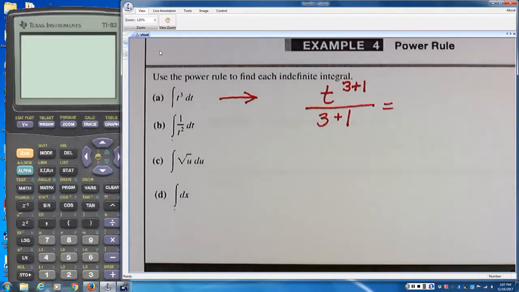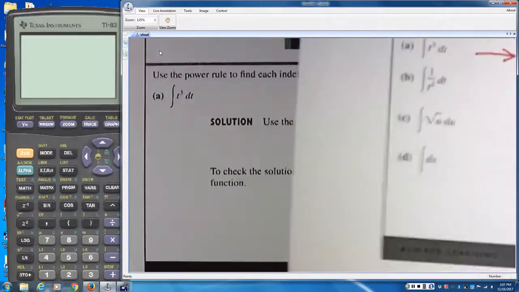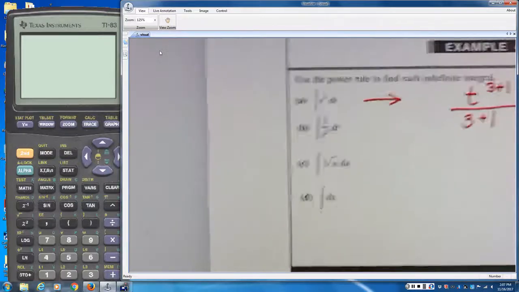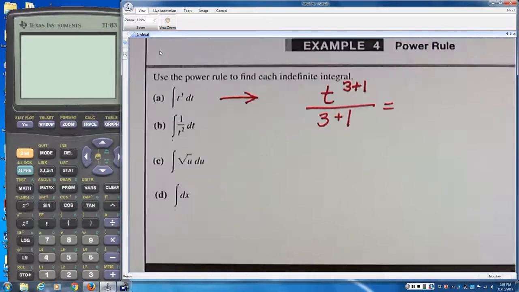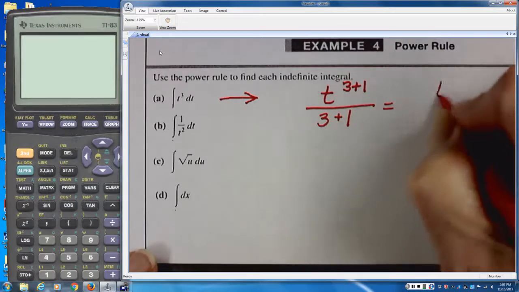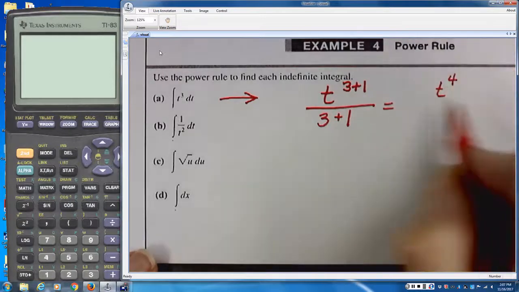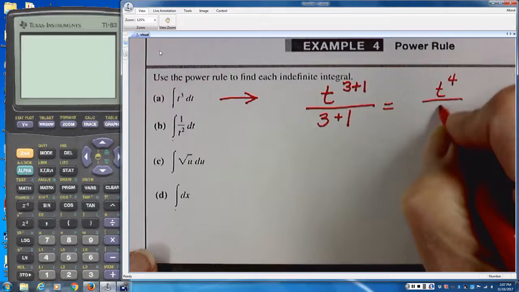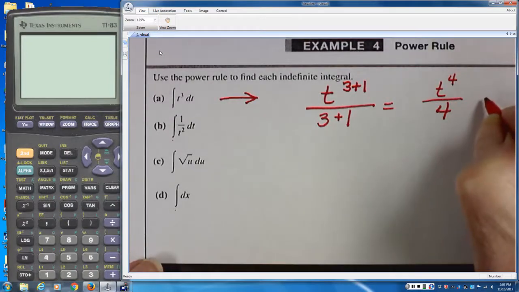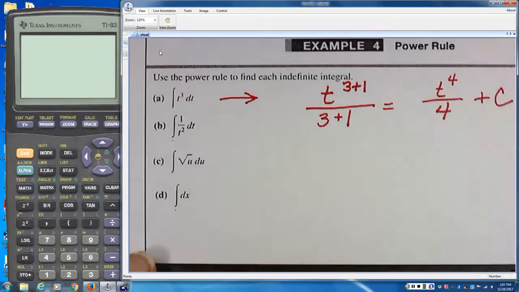I think I might already have that one printed out. Yeah, I do. But I'll pull it to the side so I can work each one of these with you. So that actually turns out to be t to the 4th divided by 4. And then just because it's an antiderivative or an integral, we add what's called the constant of integration.